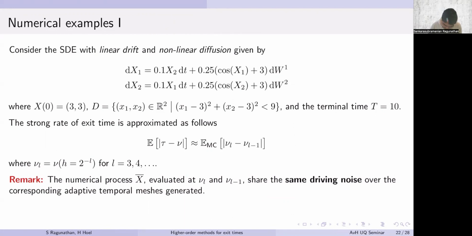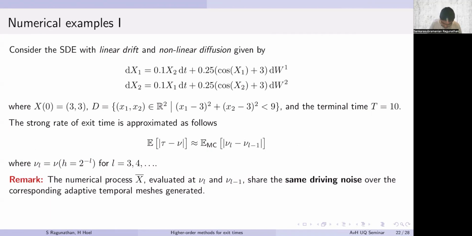So that is the numerical test that we perform. And in order to compute the strong rate, we make the assumption that the strong rate is similar to the order here, where nu L and nu L minus 1 relate to the numerical exit time for levels L and L minus 1. This basically just follows from the multi-level Monte Carlo way of thinking, where at level L, we use the time step size h equal to 2 to the power minus L. And at L minus 1, similarly, you would have time step size 2 to the power minus L minus 1.